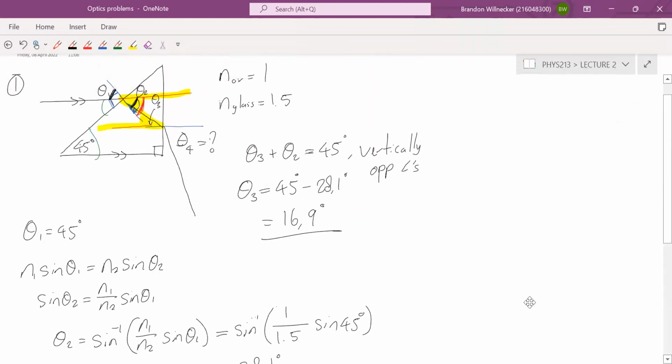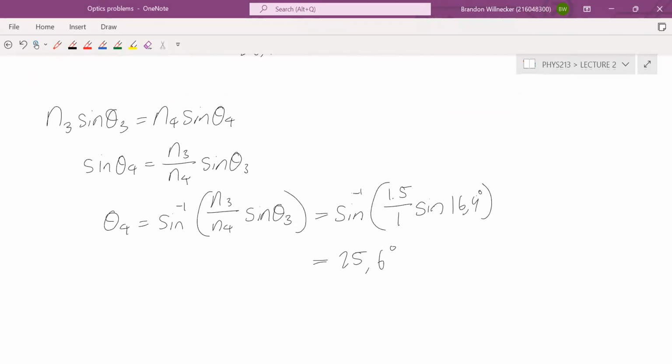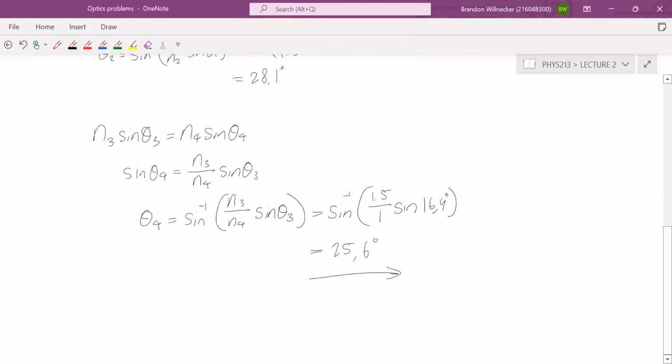Let's just do a little check. We expect the angle of refraction to be bigger because it needs to move away from the normal. The inside angle was 16,9, so the refracted angle should be bigger. We get an answer of 25,6. It is bigger, so we can be pretty sure about this answer. So we get theta 4 is 25,6 degrees.